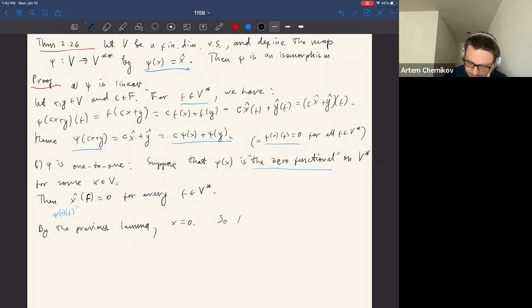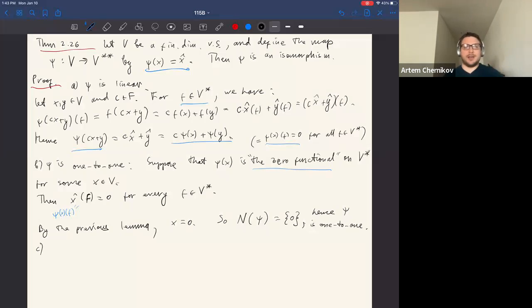So what does it mean? This means that the null space of the linear transformation psi consists of the 0 vector. It's trivial. We have shown that x equals 0, so 0 is the only element that psi sends to 0. So the null space is 0, which, as was reminded in the review in the previous lectures, means that psi is 1-to-1, or injective, again a synonym. So we have established that psi is a linear transformation and that psi is 1-to-1.